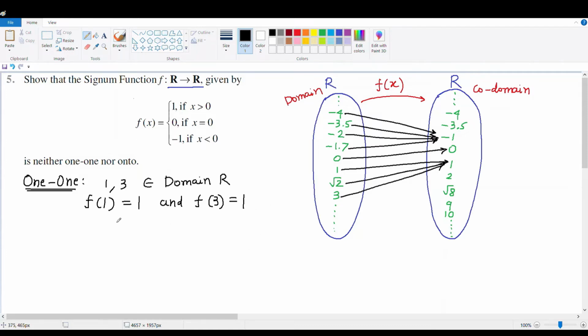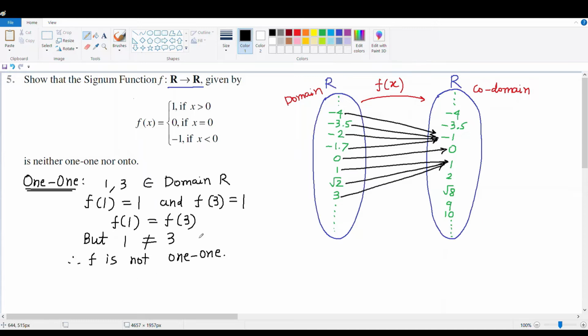And we can literally see that f of 1 is equal to f of 3, because both outputs are exactly the same. But the inputs are not the same, 1 does not equal 3. Even though the inputs were not the same, the output was the same. So this function is not 1-1. Therefore, f is not 1-1. What we need to show is that this given function is neither 1-1 nor onto.